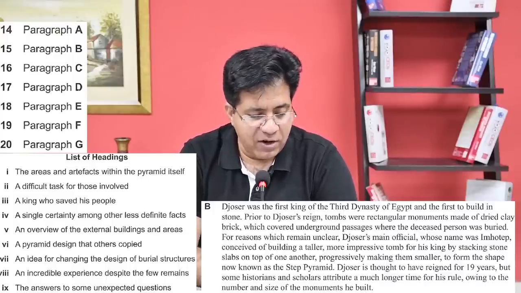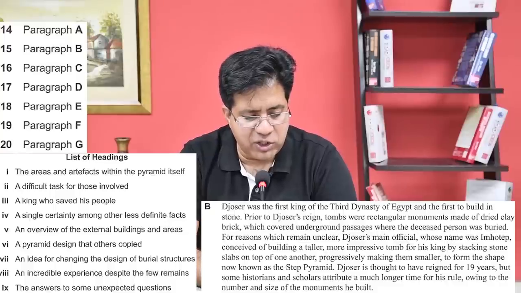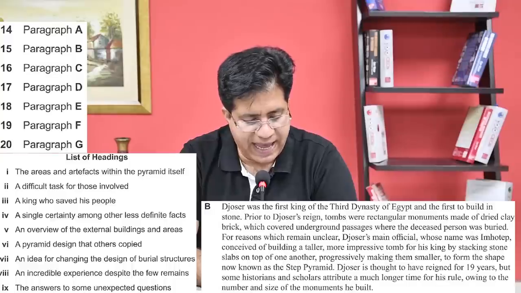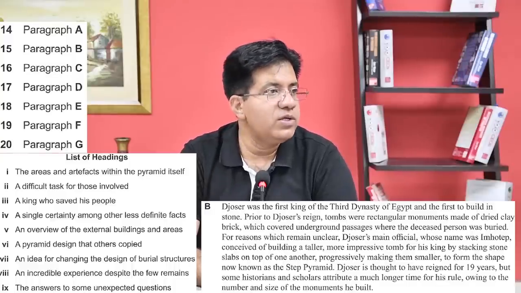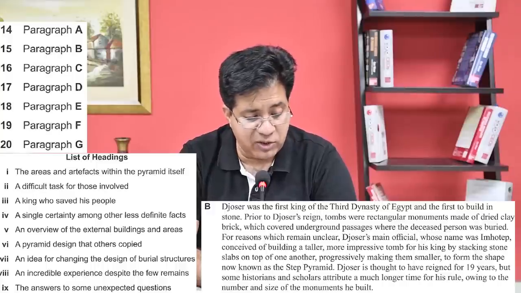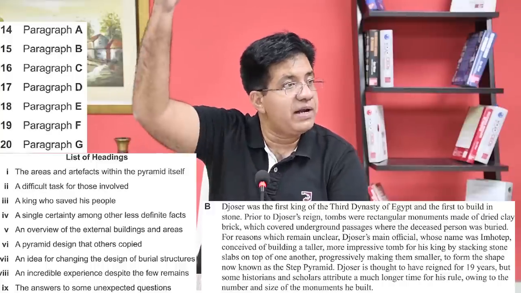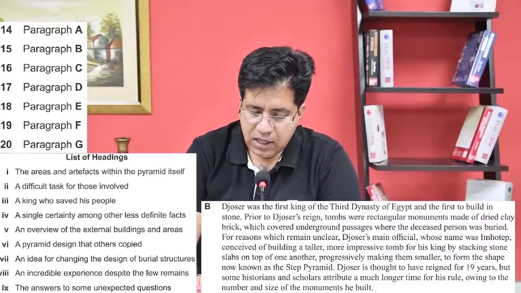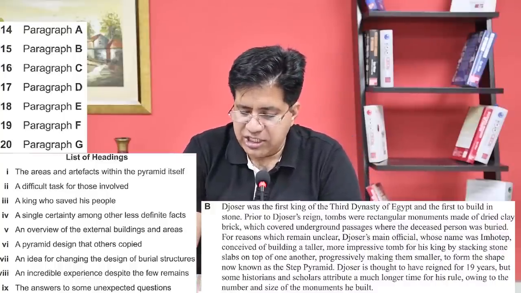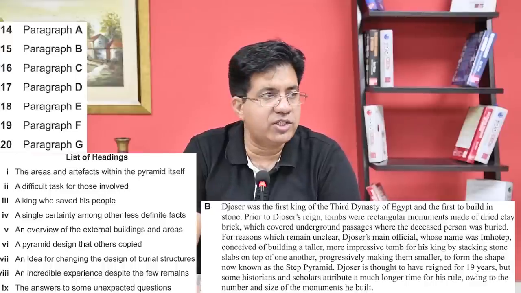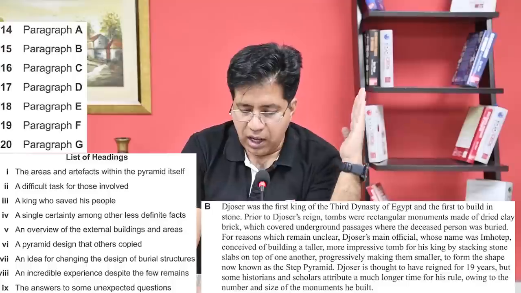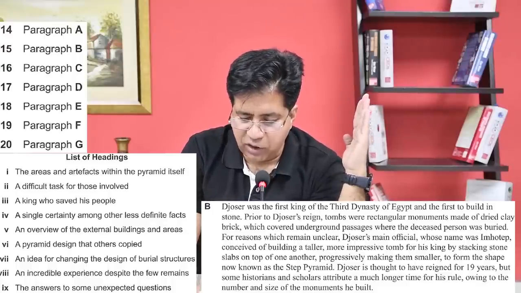Right? We are clear. For reasons which remain unclear, Djoser's main official, whose name was Imhotep, conceived the building of a taller, more impressive tomb. So they were rectangular, and he conceived a taller building for that. What is that heading? An idea for changing the design of burial structure. They were rectangular and he made them taller. So, an idea for changing the design of burial structure.